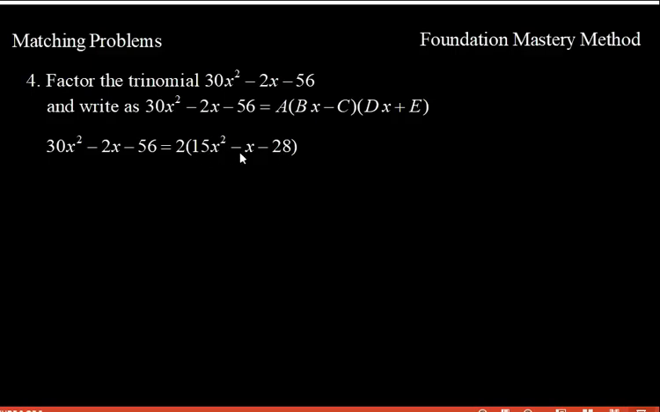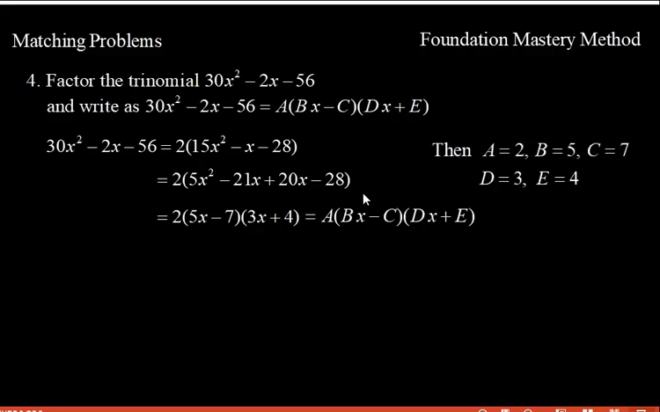Now we need to factor this trinomial: negative 21x and positive 20x, and when you add them you get negative x. So this one gives me the equivalent form. Now if you apply the grouping and then factor everything, you end up with this. Now if you match with the given form, then we can see my a is 2, b is 5, c is 7 because it's matching with the sign, d is 3, and e equals 4. So you write all these answers in here.